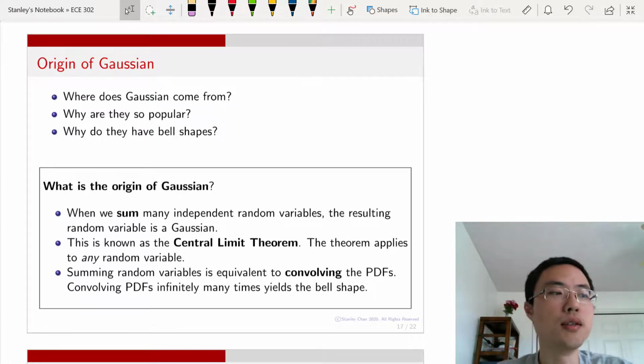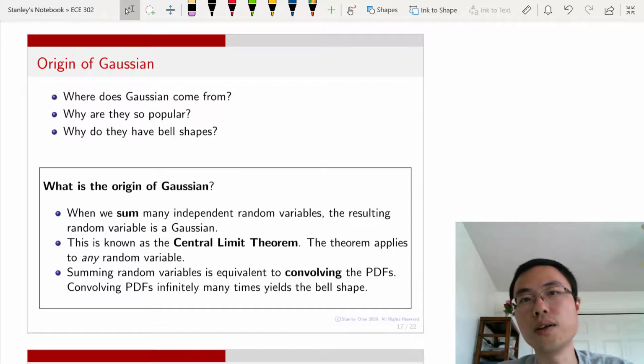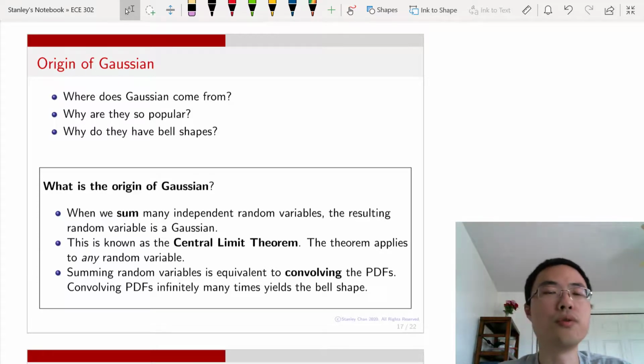Some people prefer not to mention that, but I think it is so critical that we have to know it. The reason that we are studying Gaussian is because for many of the practical systems, you do not just look at one single random variable. You have a lot of random variables and you're looking at the average, or you're looking at the sum. For example, you are measuring electrons. You never look at one electron. You look at the voltage. The voltage is a collection of electrons.